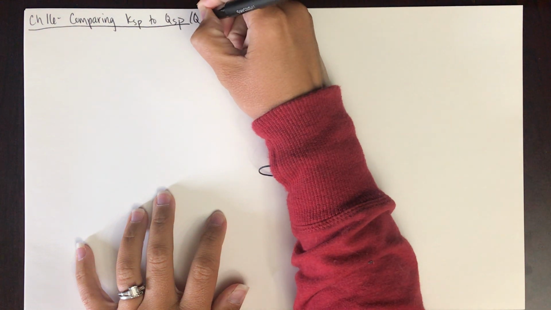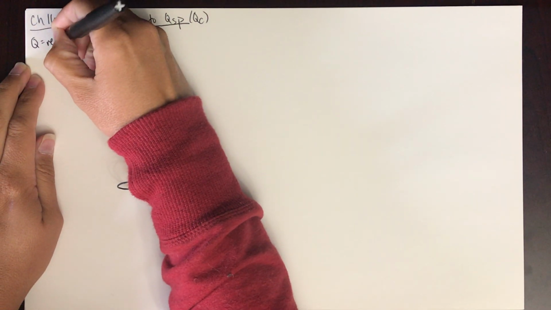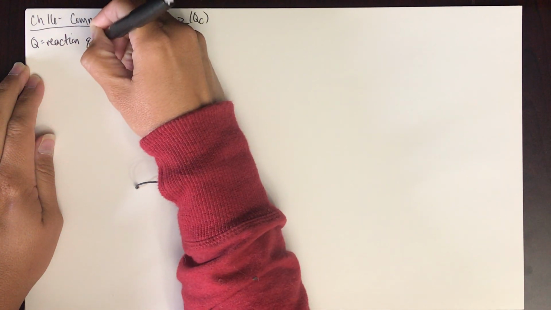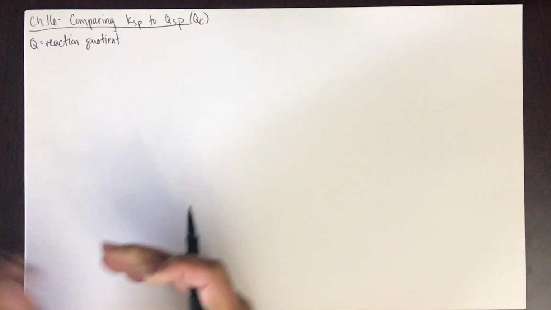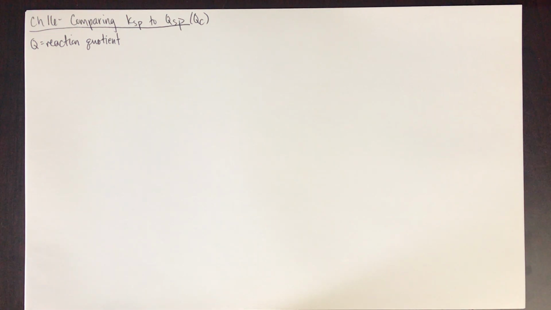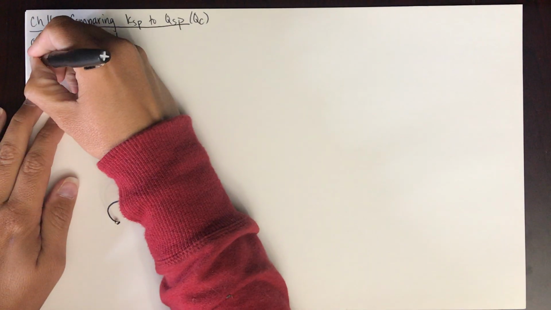Okay, so we're going to talk about predicting if a solid will form. And we're going to do that by comparing the KSP to the QSP, or sometimes the QSP will be called the QC. This is the same as when we talked about Q, the reaction quotient, back when we started talking about equilibrium. So remember, the reaction quotient is the same setup as the equilibrium expression, except it's at any point that is not equilibrium. So the setup is still the same.